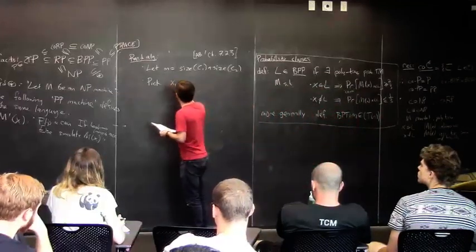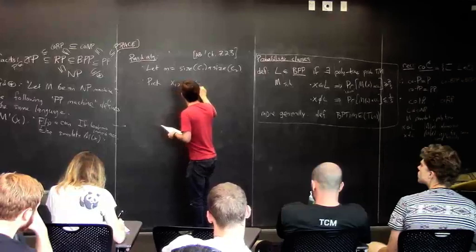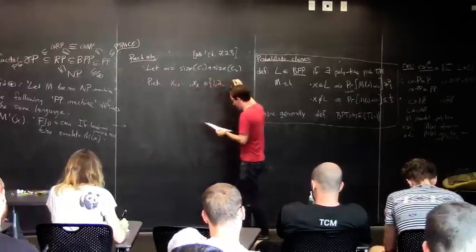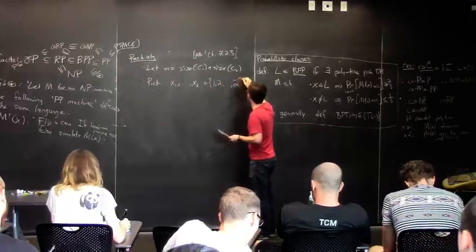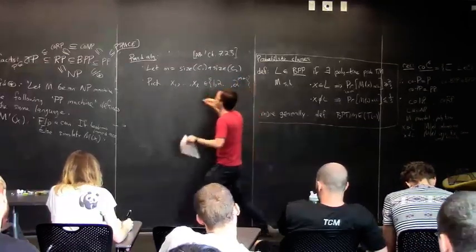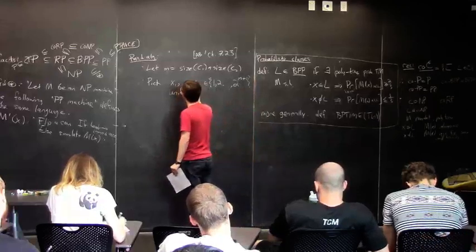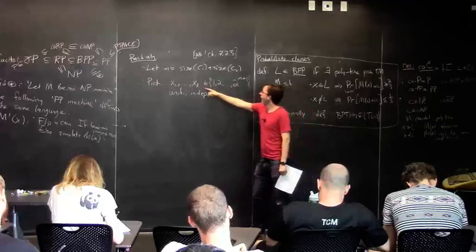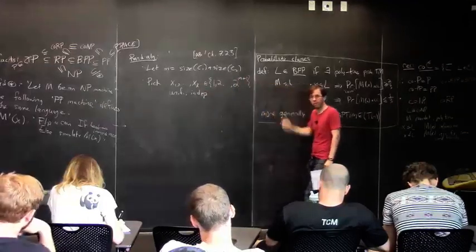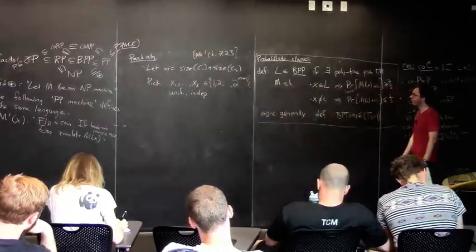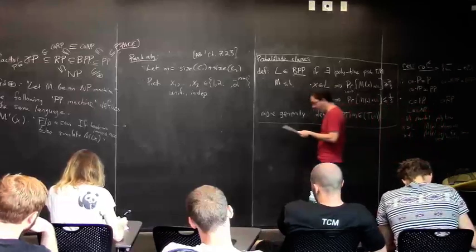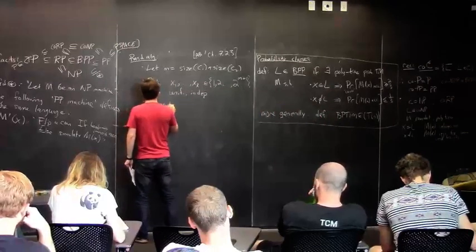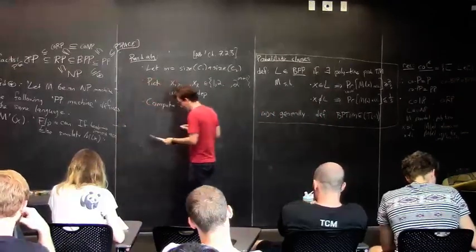So, randomly pick x1 through xl inside a big set of numbers. You need to make this a bit bigger than 2 to the m, uniformly and independently. So here you use your randomness, and you use L times m plus 1 bits to write down these integers. So that's fine. And then compute. I'll put a little question mark here, but we'll come back to that.